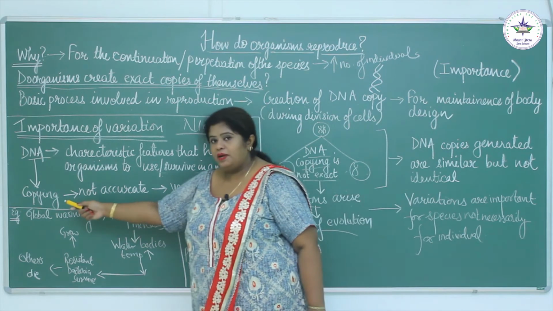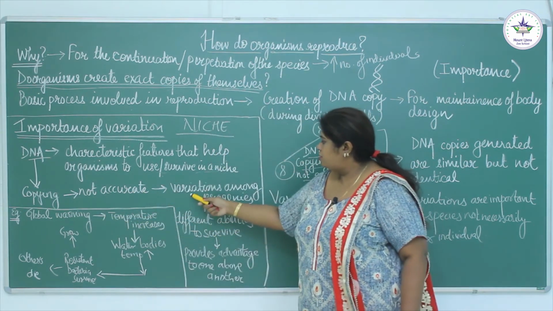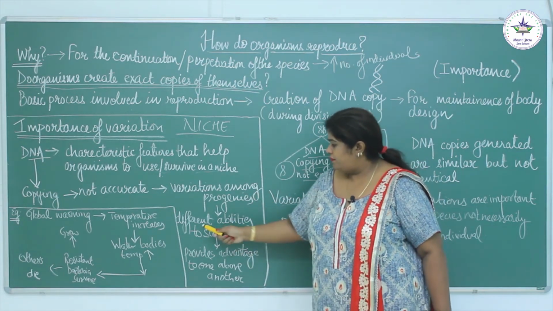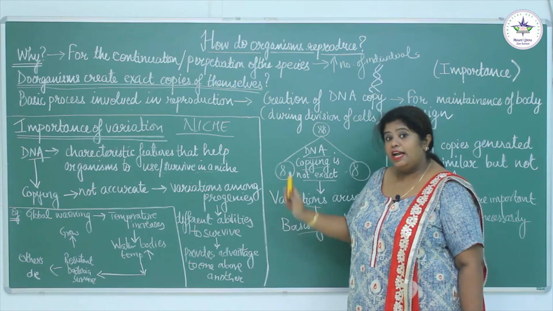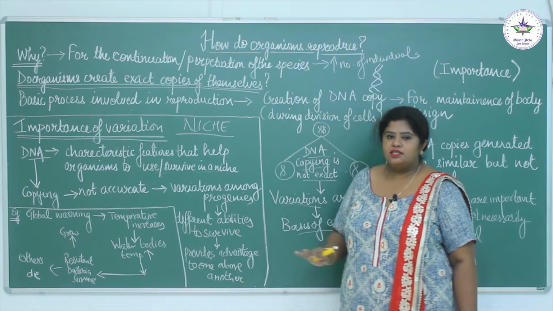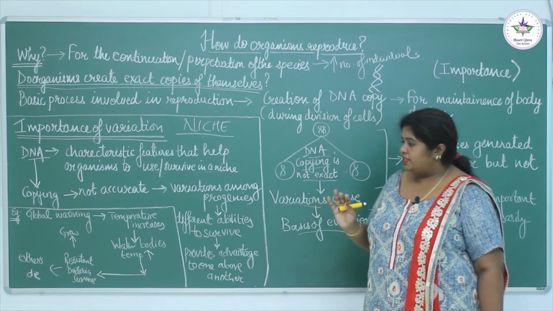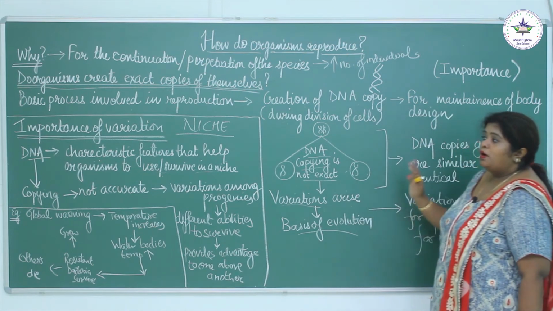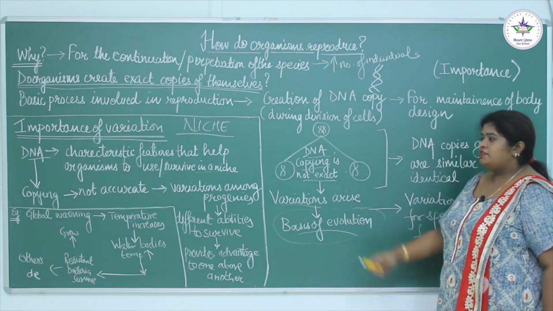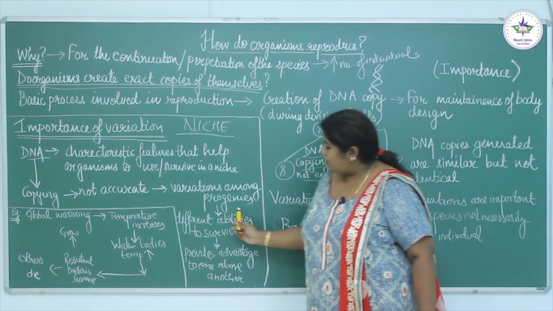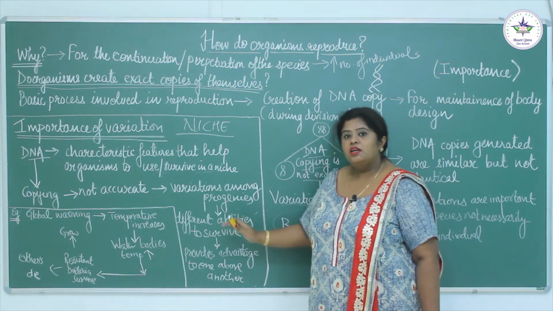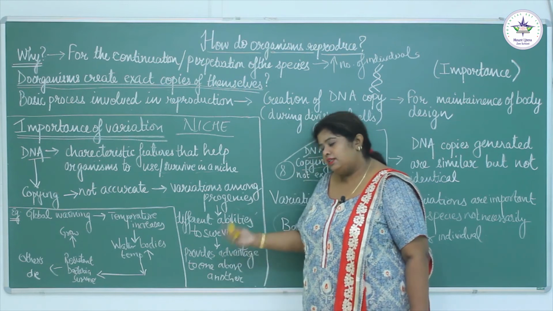Whenever DNA copying occurs, it's not accurate, because of which variations arise among the progeny and it gives different abilities to survive. It also provides the advantage of one over another, like we just discussed in the case of dogs. So the importance of variation is that it is important for evolution. It is important to provide different abilities to survive and confer some advantage to the organism over another organism.